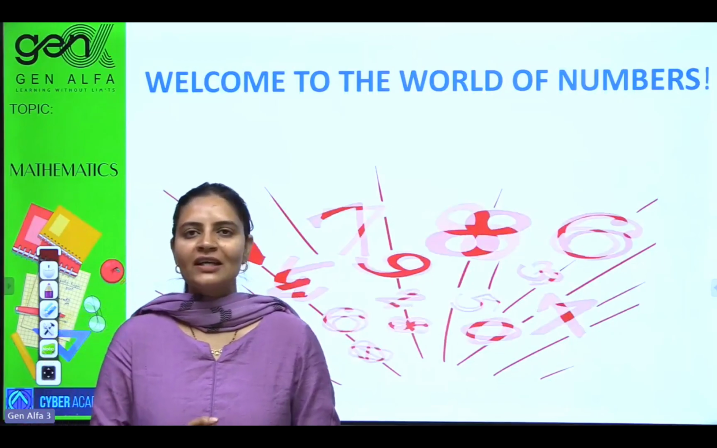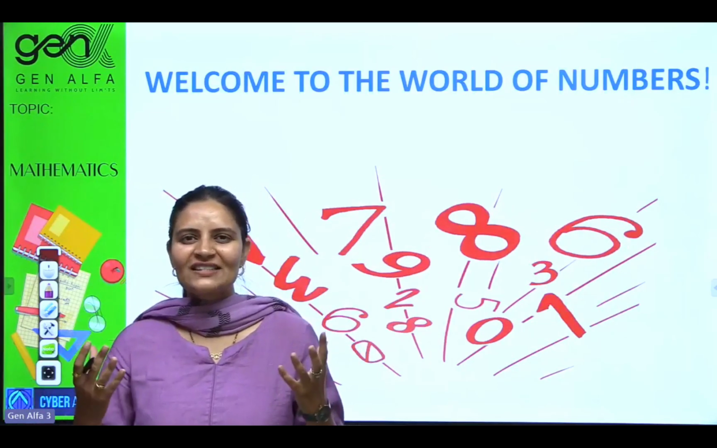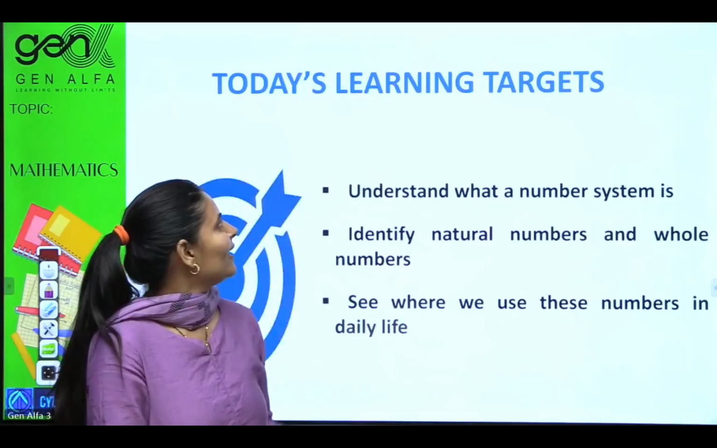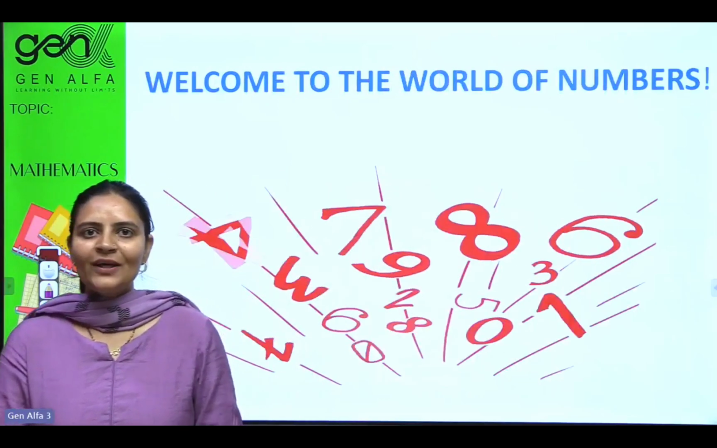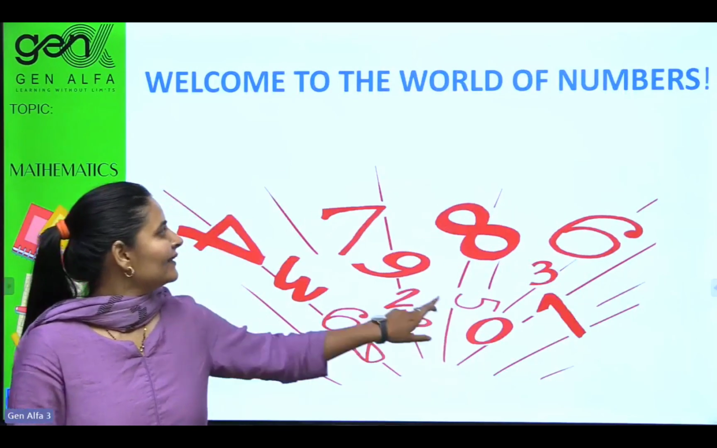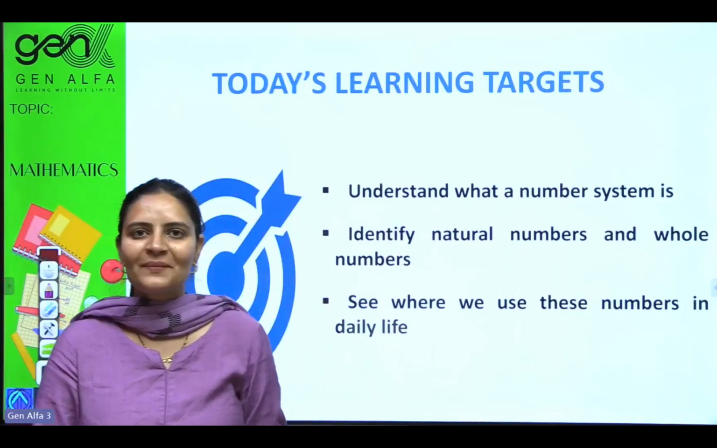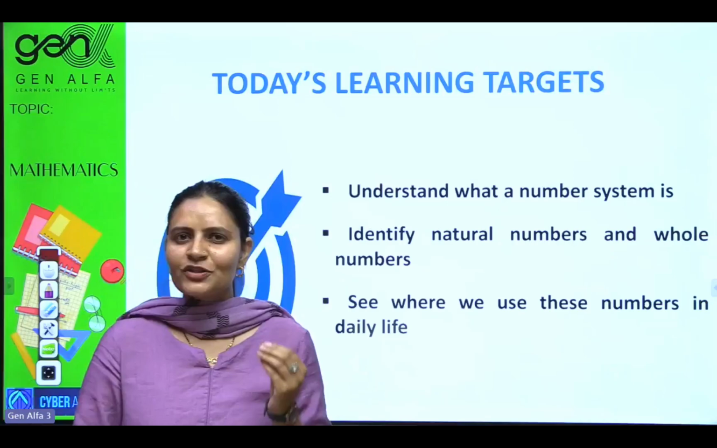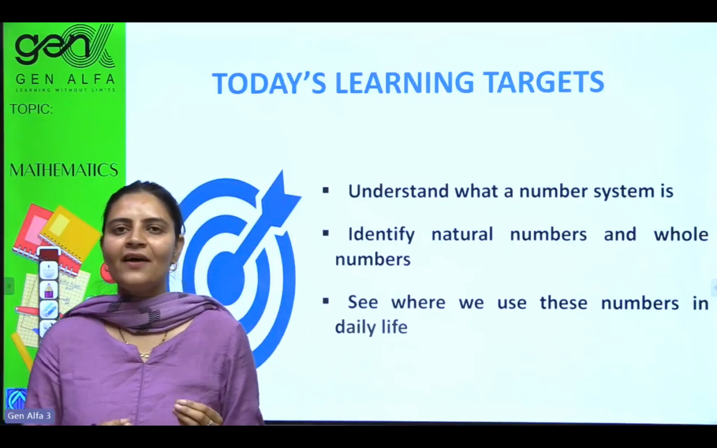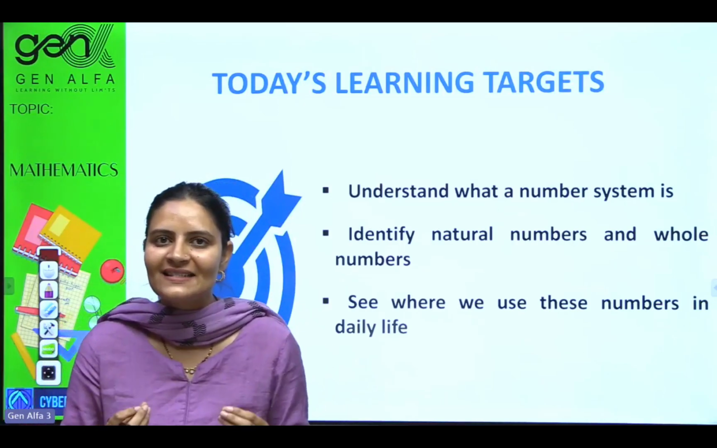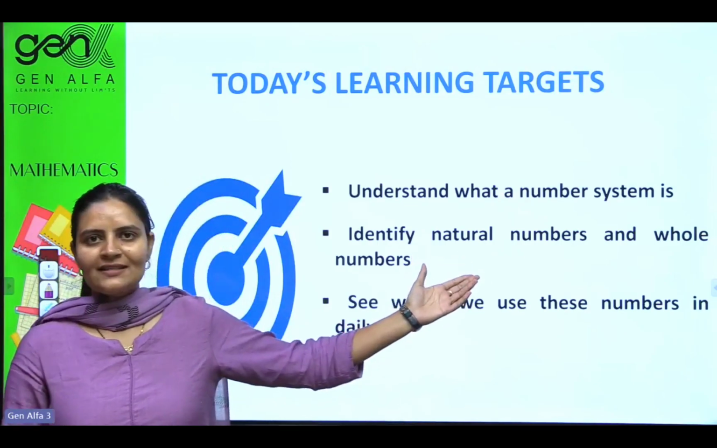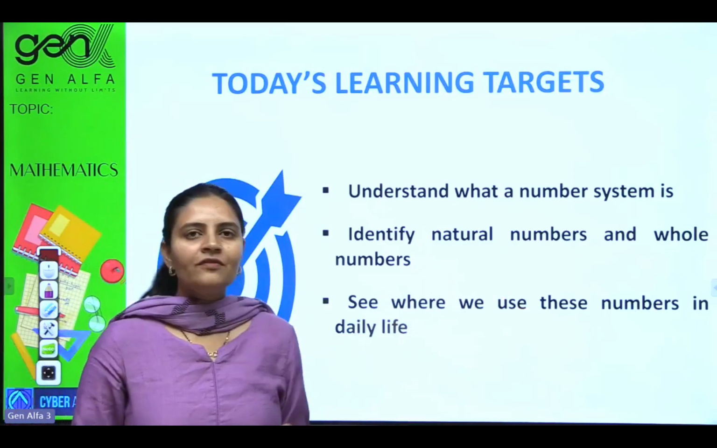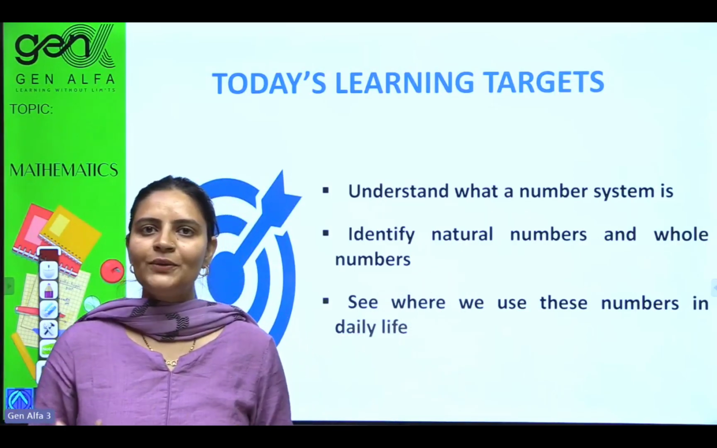I believe this journey will be full of wonders and connections to the world around us. So, let's get started. What are today's learning objectives? We will understand what a number system is and what its ingredients are. Just like a recipe has ingredients, we have the ingredients of the number system. Its two basic ingredients are natural numbers and whole numbers. And we will see where these numbers are used in our day-to-day life.